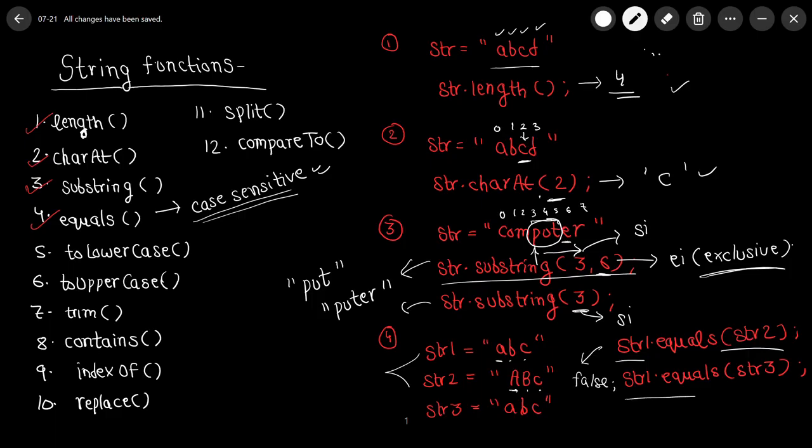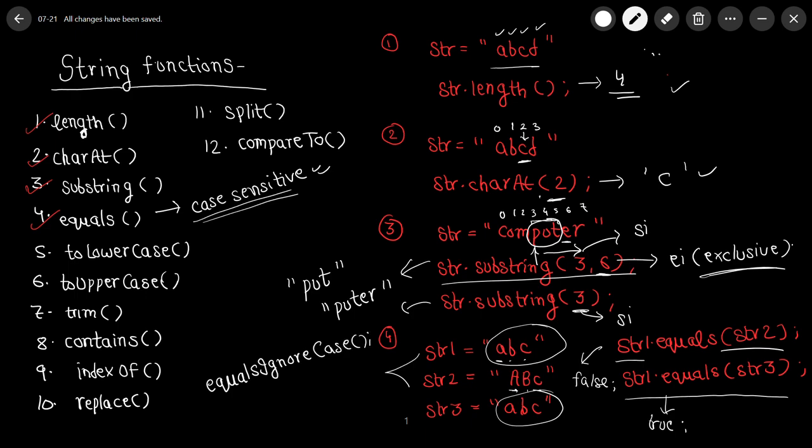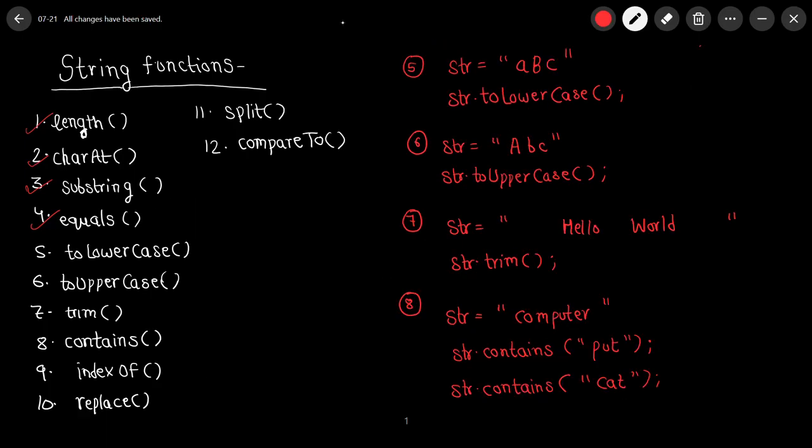And suppose we did str1.equals(str3). In this case, you can see both of them exactly match, so you would get true. Also, there's another variation of it, known as equalsIgnoreCase. If you want the case not to be distinguished and lower and uppercase characters to be treated equally, you can use this equalsIgnoreCase function. So if I write str1.equalsIgnoreCase(str2), you would get true because it treats lowercase and uppercase characters equally.